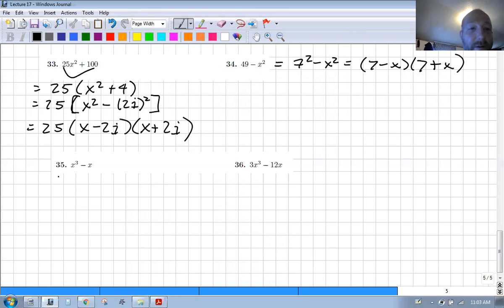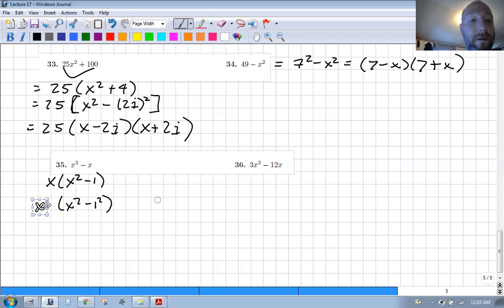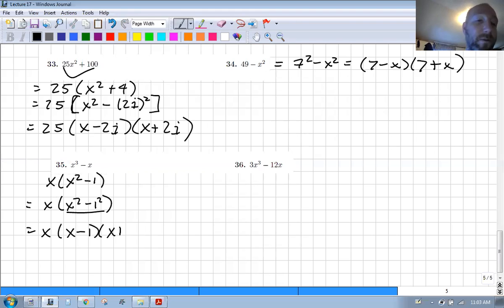All right, this one we can pull an x out. We get x squared minus 1. This is the difference of two squares. 1 is the same as 1 squared. Oh, sorry, I should have pulled an x squared there. All I did was rewrite 1 as 1 squared. So this being the difference of two squares, it's x minus 1 times x plus 1.